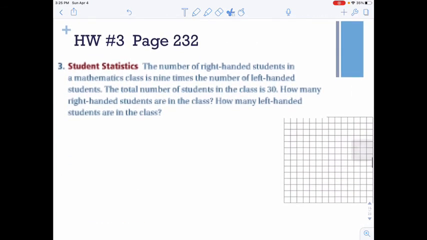And now I would like you to try number 3 on page 232. The number of right-handed students in a mathematics class is 9 times the number of left-handed students. The total number of students in the class is 30. How many right-handed students are in the class? How many left-handed students are in the class?